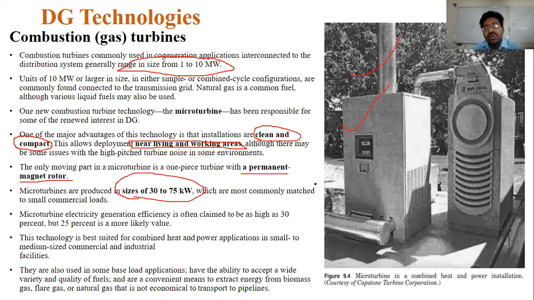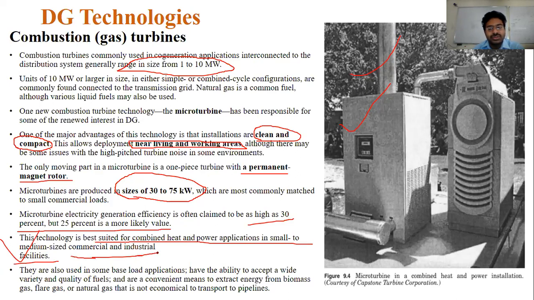What is the efficiency of these gas turbines? The efficiency is 25 to 30%. Where can you use this technology? This technology is best suited for combined heat and power applications in small and medium sized commercial and industrial facilities.